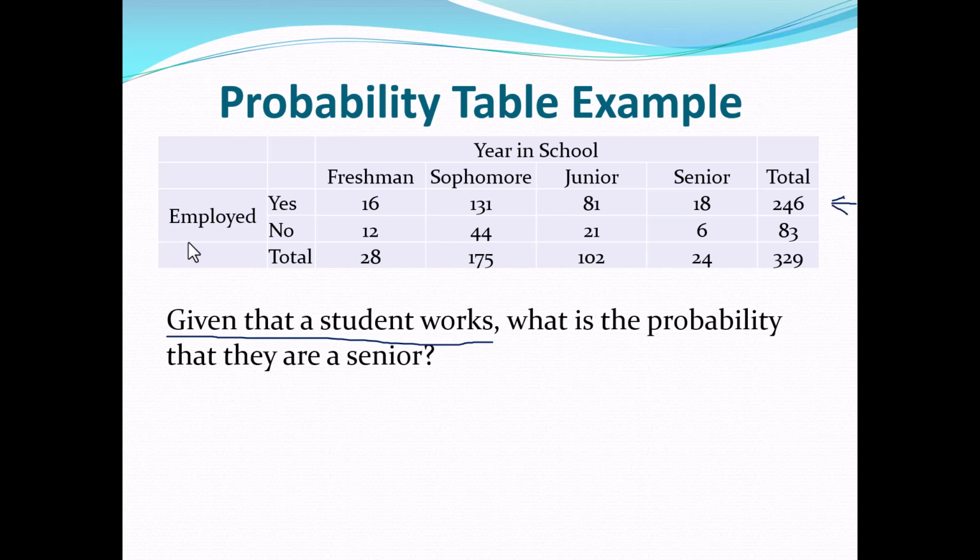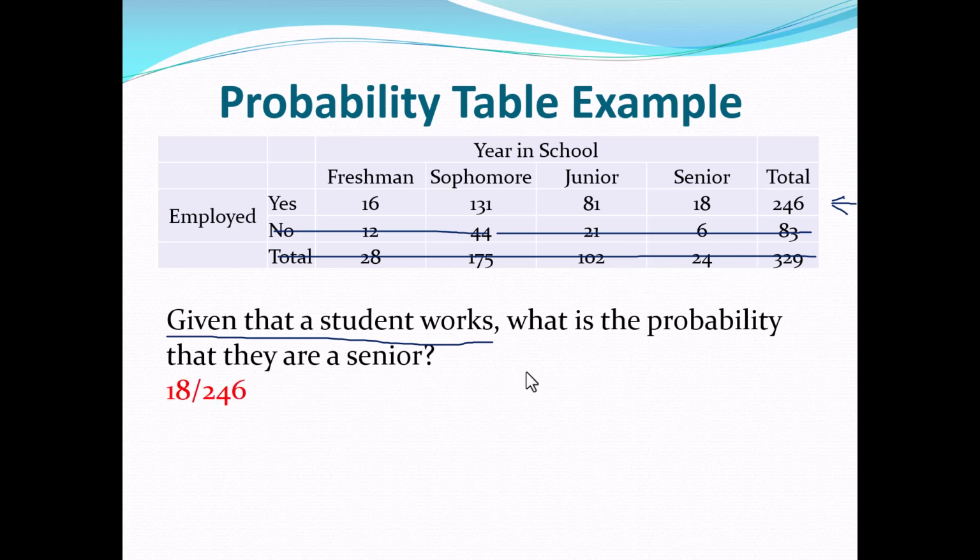And so it's almost as if you could come in here and you could say, you know what, I'm not going to consider the no's. We're not going to look at the totals. We're not going to consider the entire sample space. Sometimes this is referred to as restricting the sample space. I'm only going to consider the part I know about. Given that a student works, of those 246, what's the probability they're a senior? Well, that makes it pretty easy now, doesn't it? 18 out of 246.